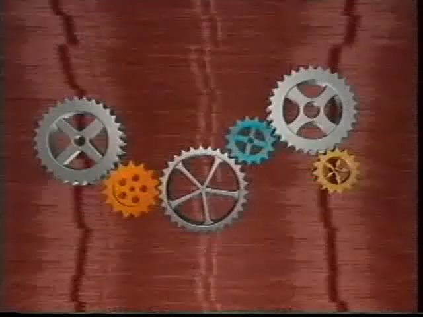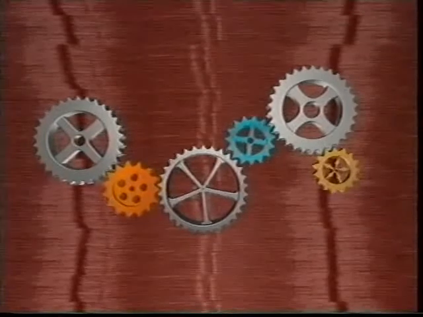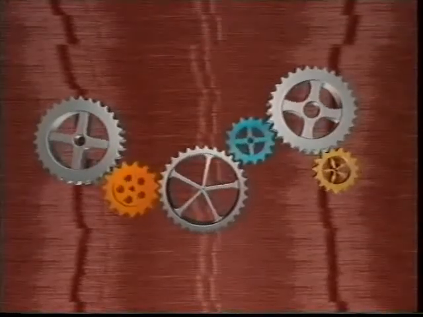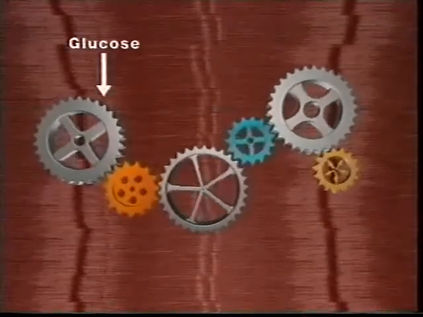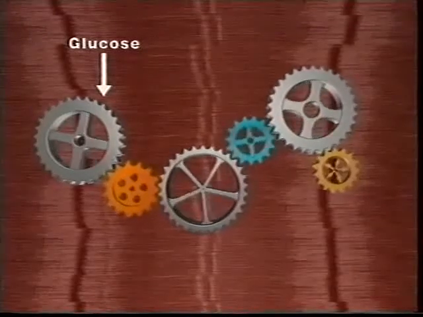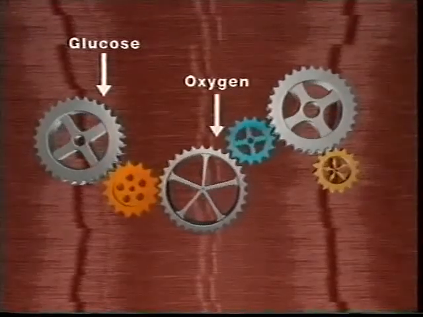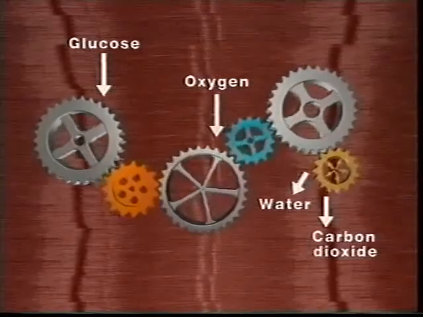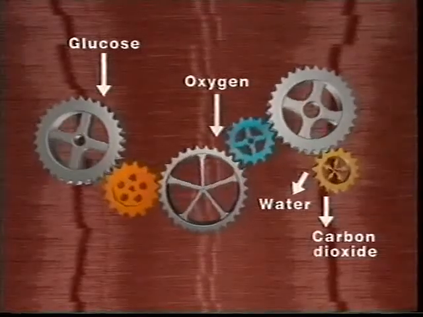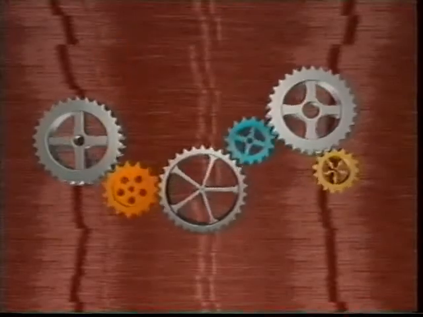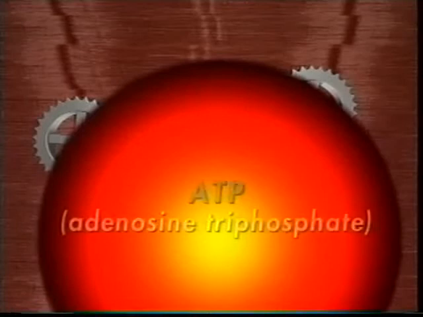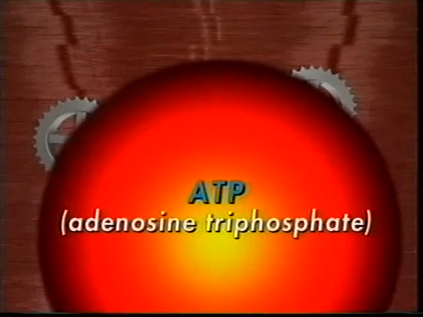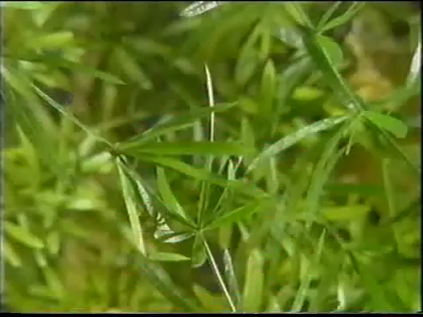Enzymes in the mitochondrion control a series of chemical reactions, during which nutrients like glucose are progressively broken down. In the final stages, oxygen is added. The waste products are water and carbon dioxide, but the main product is energy, and it's captured and stored until it's needed in the form of a molecule known as ATP. This whole process is called cellular respiration.